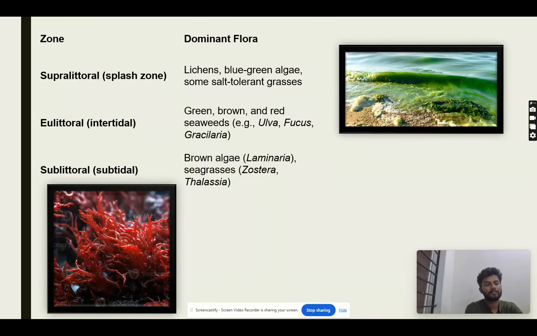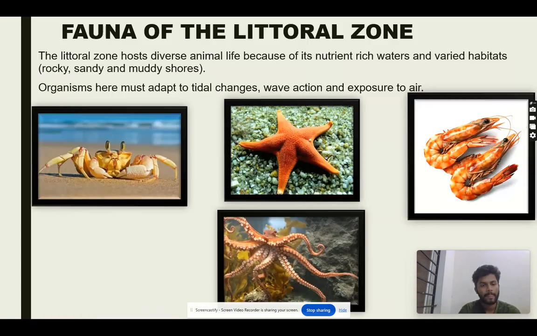And talking about the dominant flora of each of the zones. First one is the supralittoral or the splash zone. The dominant flora are lichens and blue-green algae, as we discussed. The photos and images of the blue-green algae are depicted here. And the eulittoral zone also contains seaweeds, red seaweeds and all. The sublittoral zone also has brown algae and so on.